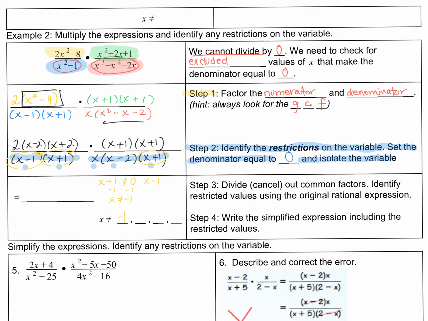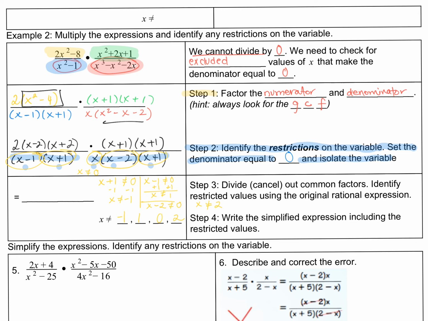Let's also look at this one. x minus 1 cannot equal 0. And then if I solve this, that means x cannot equal 1. We also have x here, that's its own factor. x cannot equal 0. And then the last factor that is in the denominator is x minus 2 cannot equal 0. So then if I solve that one, I will get x cannot equal 2. So those are all my restricted values.